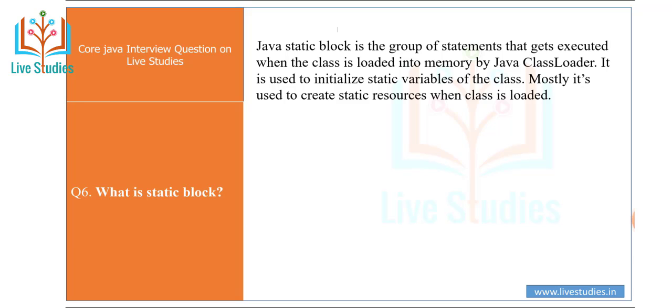What is a static block? A Java static block is a group of statements that get executed when the class is loaded into memory by the Java class loader. It is used to initialize static variables of the class. Mostly it is used to create static resources when the class is loaded.